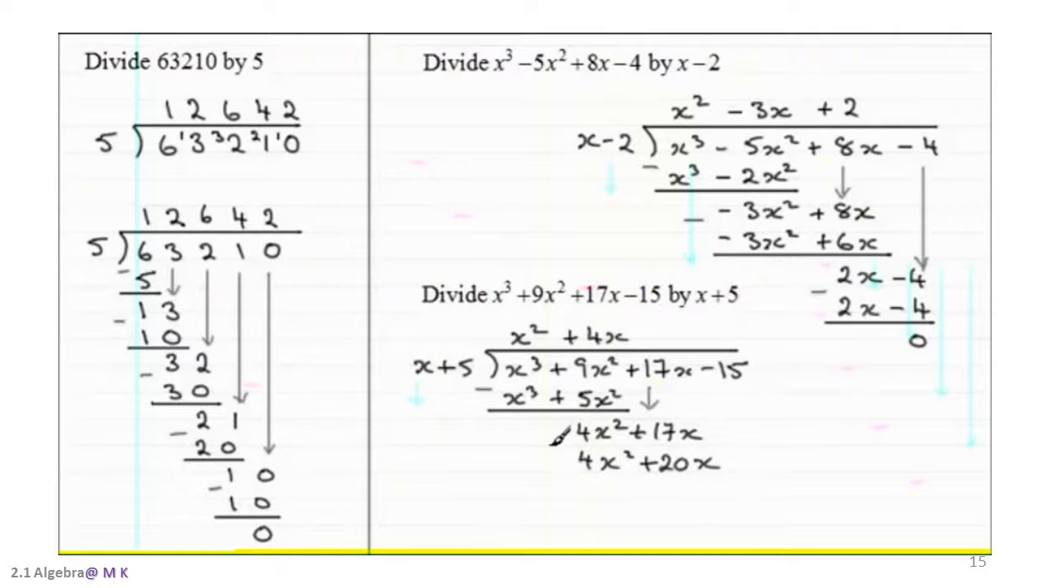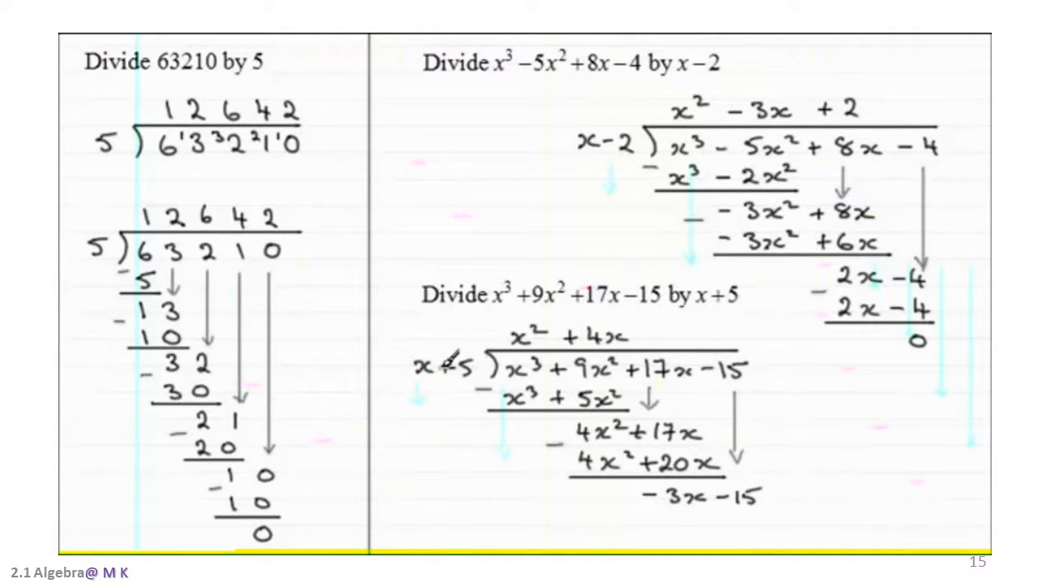We subtract to work out what the remainder is going to be. 4x squared minus 4x squared is 0. Now we've got 17x plus 20x, so that's 17x minus 20x, which is minus 3x. We bring down the next term, which in this example is minus 15.